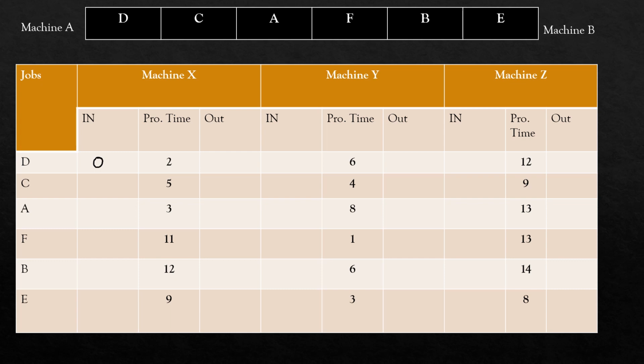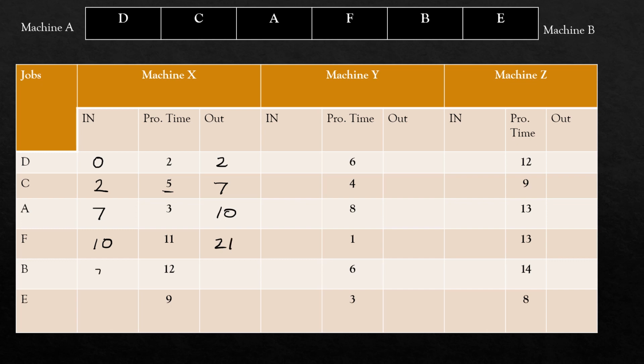It takes 2 hours. So the time out for job D from machine X will be 2 units. Simple, right? Then at 2 units of time, when machine X is free from job D, it will process job C, and it will take 5 hours to complete that job. So 2 plus 5, 7. So the time out will be 7 units of time. Then at 7, A will start and it will get completed at 10. 7 plus 3, 10. F job will start getting processed at 10 units of time. It will take 11 hours. Therefore, the completion time will be 21 units of time or hours.